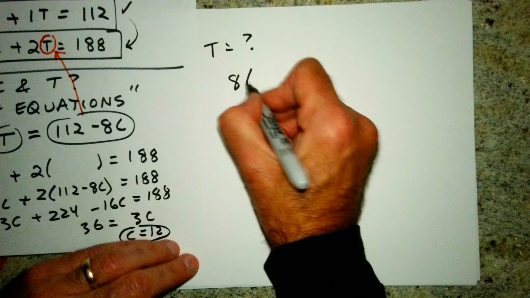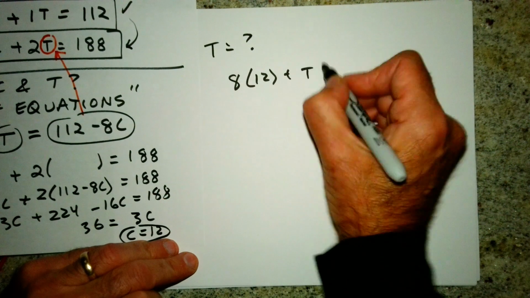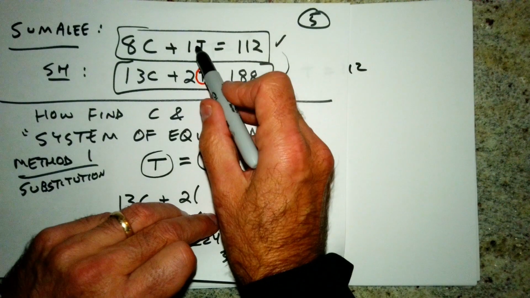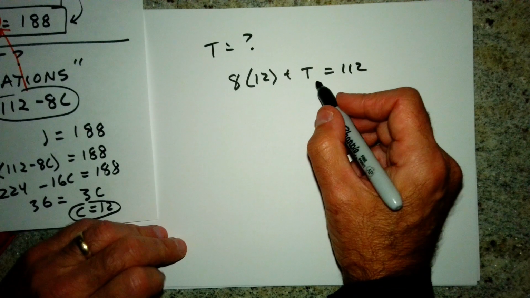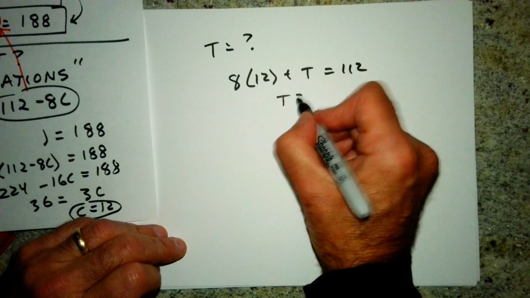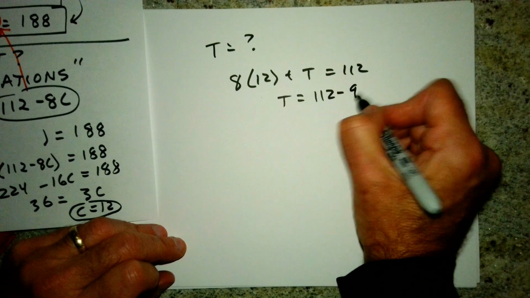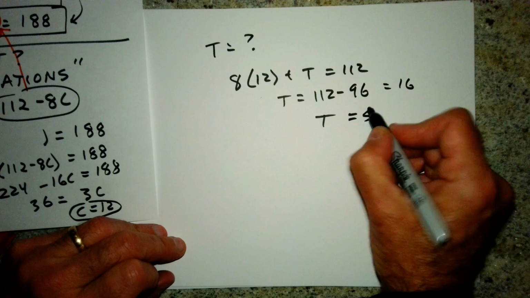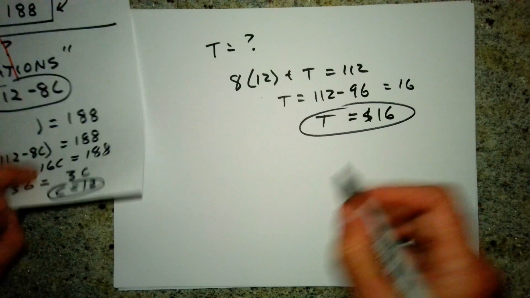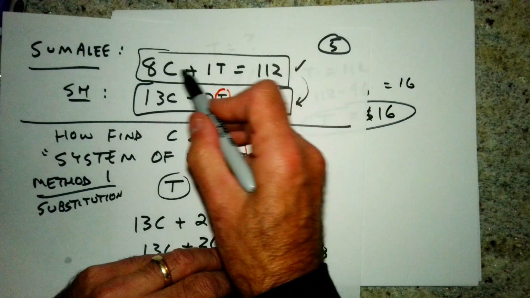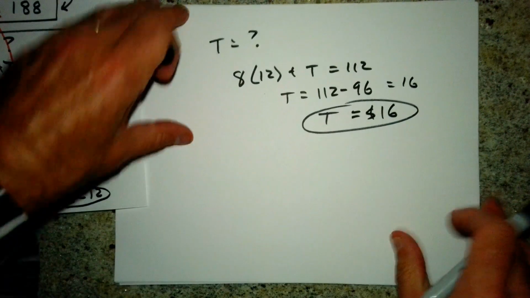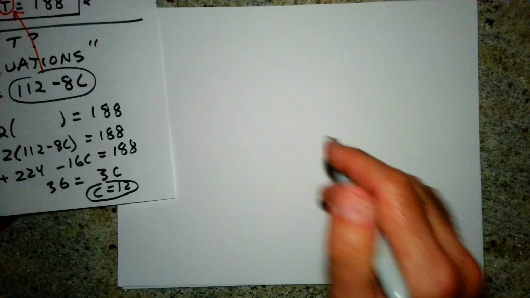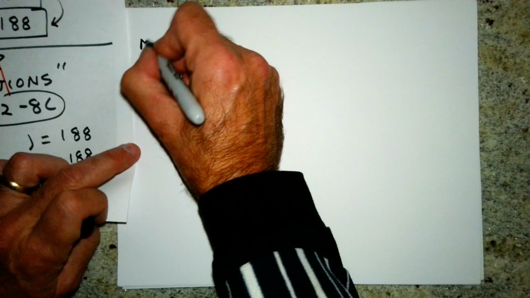Okay, so 8 times 12 plus t equals 112. You could actually use either one of these equations. I'm going to use this one because it's only got a single t. It's easier to do. Okay, that's 96, so I get t equals 112 minus 96. That equals 16, so the price of a bag of oatmeal is $16. You could check these numbers, the 12 and 16, by plugging them back in these equations, and you'll see that they work. All right, I said there were 2 basic ways to solve system of equations, so we'll look at the second way, method 2.